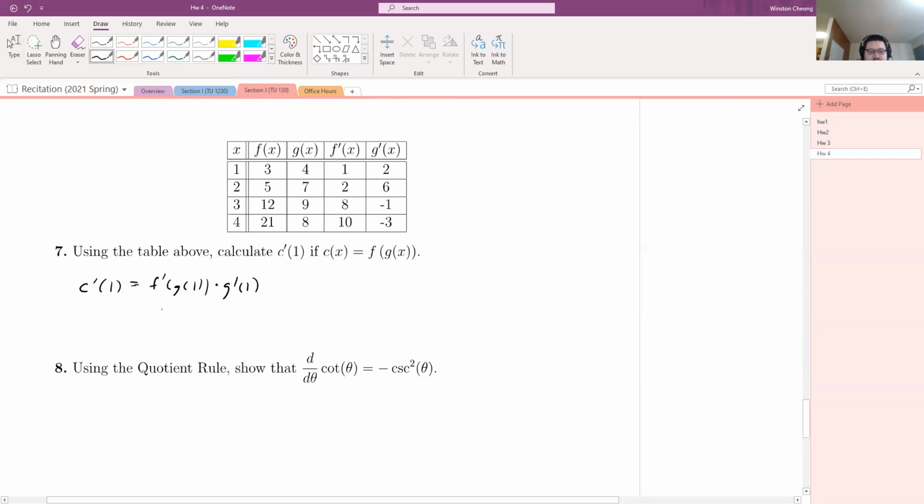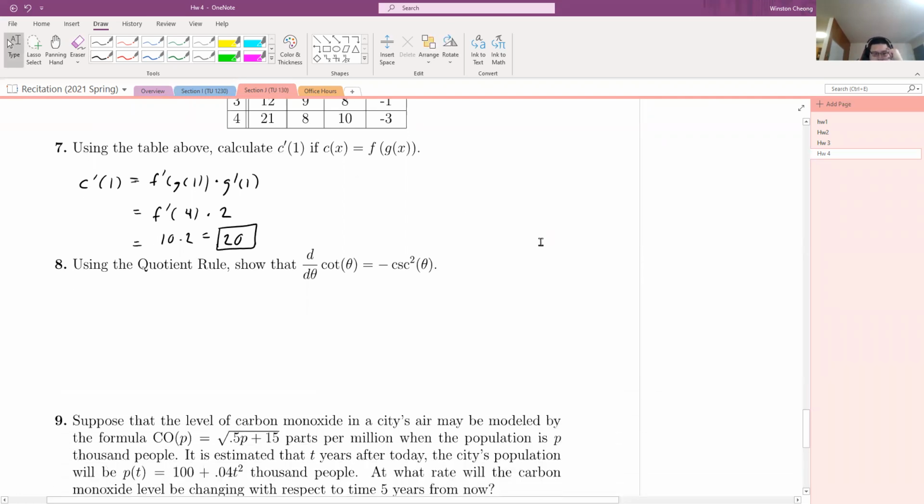And then all you have to do is plug things in, reading off the table. We're still going to have this f prime. We need to calculate g of 1, which is 4 according to the table. And then we find g prime of 1, which according to the table is 2. Okay, so we get that. And then f prime of 4 is what I need. So I get 10 times 2, which is going to be 20. So that's it for that.